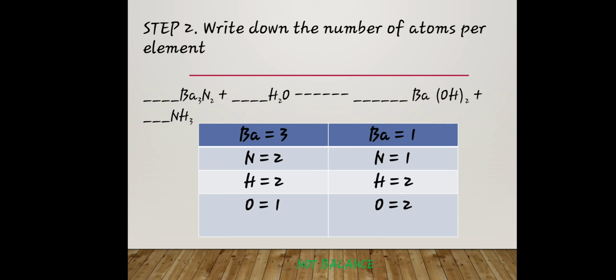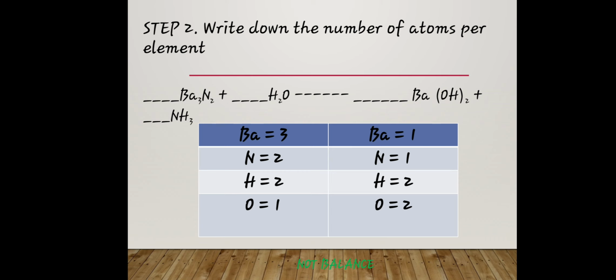Element, not compound, po. You have to make it one by one talaga. Even though it is a compound, dapat one by one pa rin ang pagkuha ng subscript. So let's start with the barium. Si barium sa reactant, we have 3. Nitrogen, we have 2. Hydrogen, we have 2. And oxygen, we have 1.